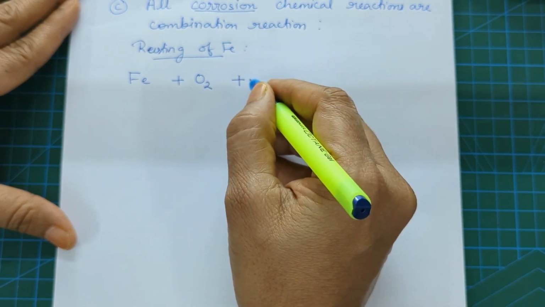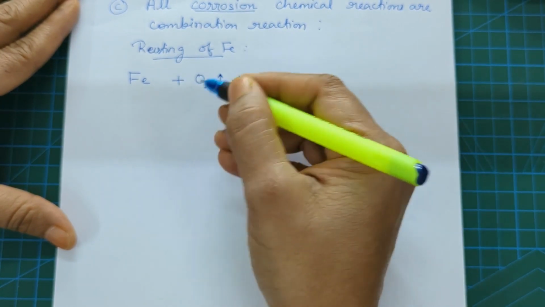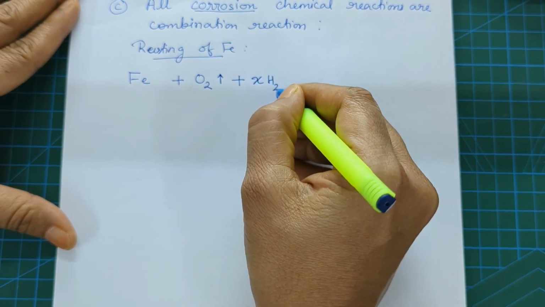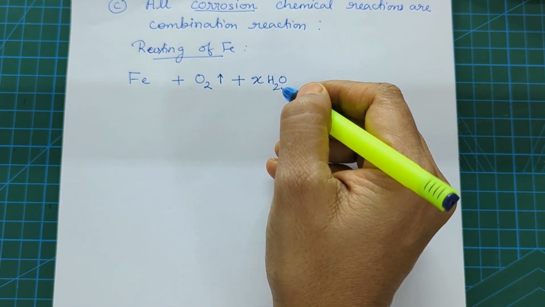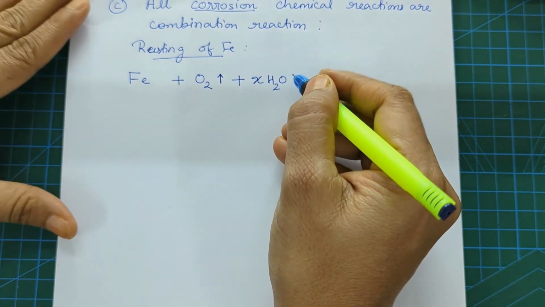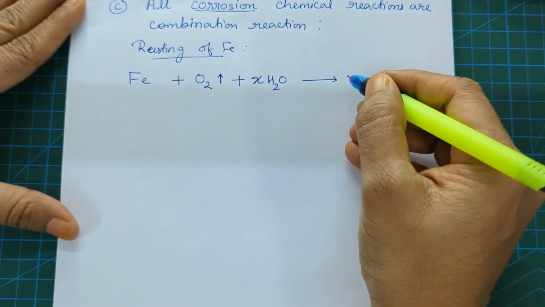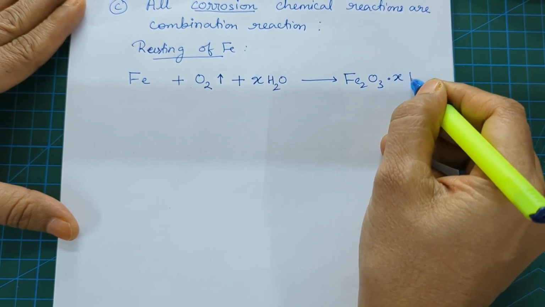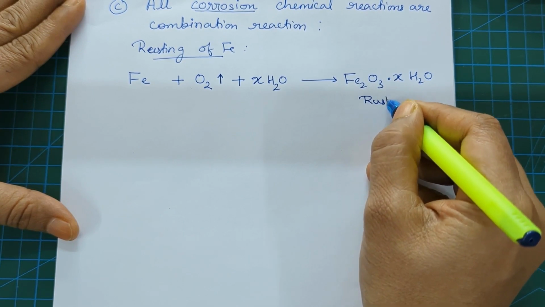This is most important. So iron metal in presence of oxygen of the air or oxygen gas, and a certain number of water molecules. The number of water molecules in rust is not constant, so that can vary. That is why X number of water molecules. So when iron comes in combination with oxygen and water molecules, it forms Fe2O3.XH2O, and this is the molecular formula for rust.